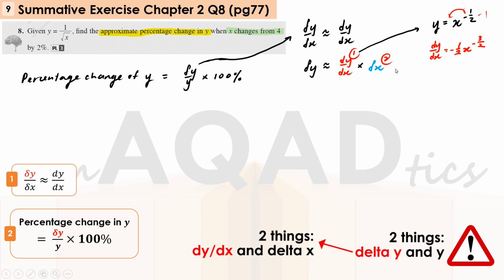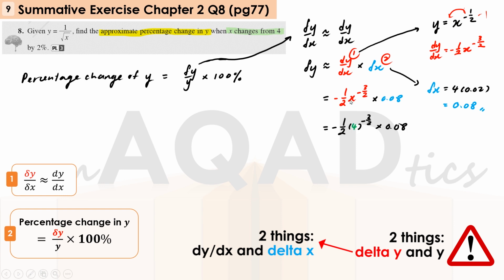So this is the first thing. The second one is delta x, which is the small change in x. Here we see x changes from 4 by 2%. Since this percentage is a positive 2, this means x will increase from 4 by 2%. To find the small change is very easy: just multiply the two values, 4 multiplied by 0.02, and you get the change in x. Then we multiply these two values together, and for the x here, let us substitute the original value, which is 4. Then we get our answer, negative 0.005.